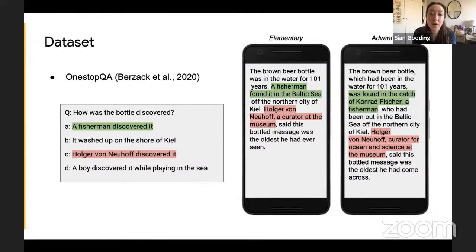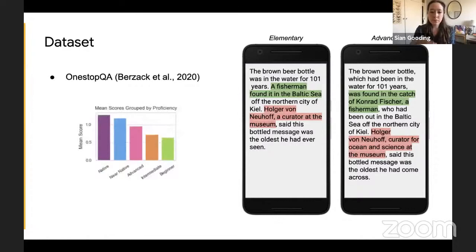And for the 600 participants that took part in the study, we collected demographic information. You can see here, as a sanity check, we were quite pleased because the self-reported proficiency did show a nice pattern in the mean scores. You can see beginners getting fewer of the questions right on average, and then it goes up all the way to native.